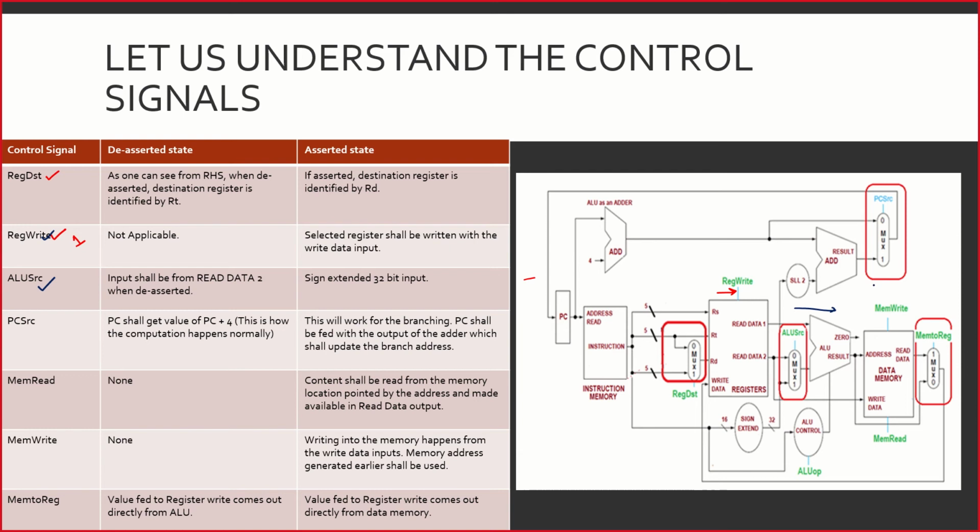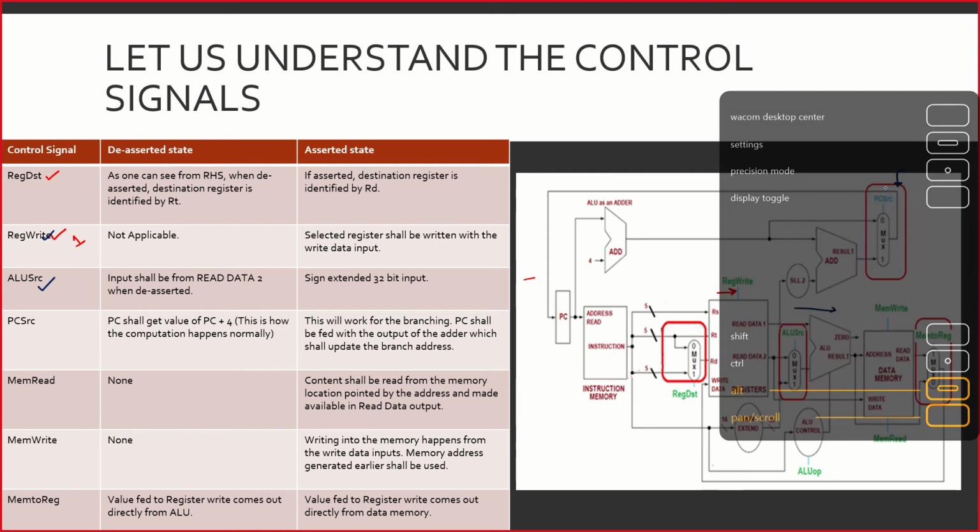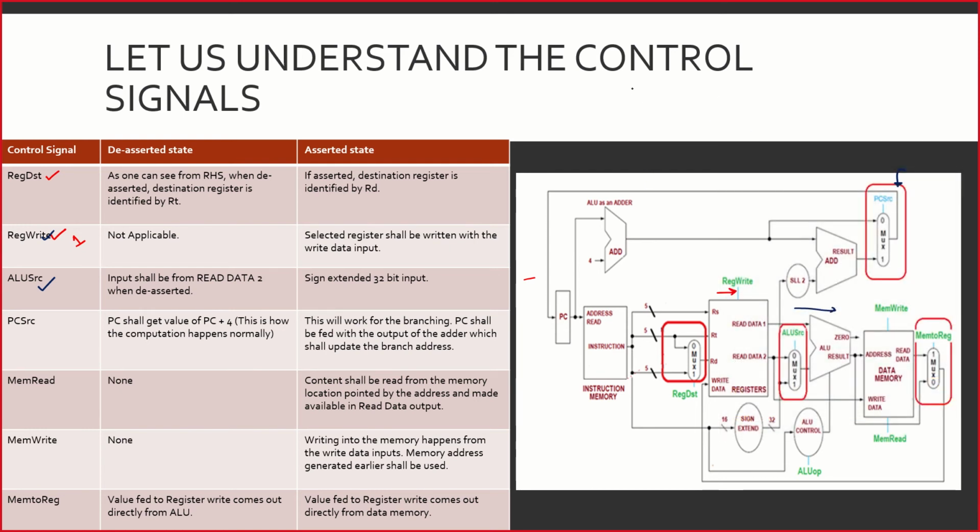So I'm coming here. PCSRC is the next one to be included. So what is PCSRC? It determines what is the source for the program counter. When it is deasserted, you can see that here. When it is deasserted, it goes in a normal way and there is no problem. It is all very smooth, and this is how traditionally it gets going.